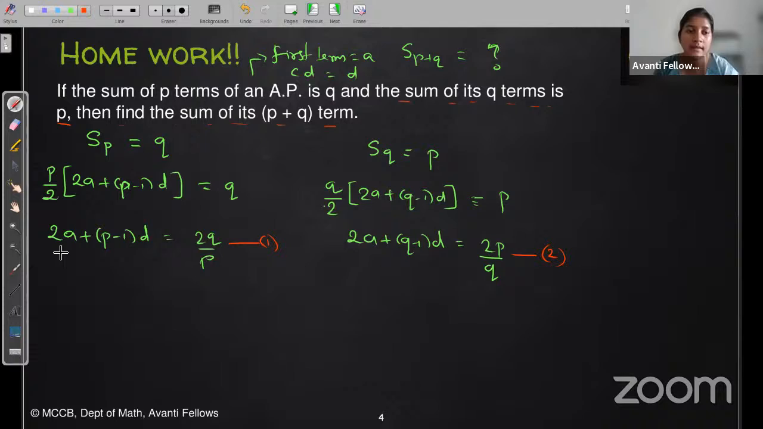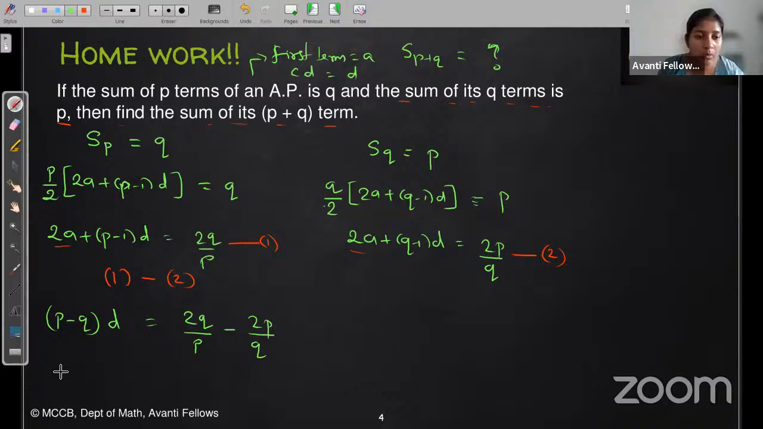Just observe these two equations. Here 2a, even here 2a. If I subtract, the 2a will vanish, right? If a vanishes, we will remain with only d. And the d we can write in terms of p and q, isn't it? So what we will do here, we will just subtract equation 1 from equation 2. So what will we get? We will get p minus q into d. When you subtract, the 2a also vanishes, and we remain with p minus q into d is equal to 2q divided by p minus 2p divided by q.